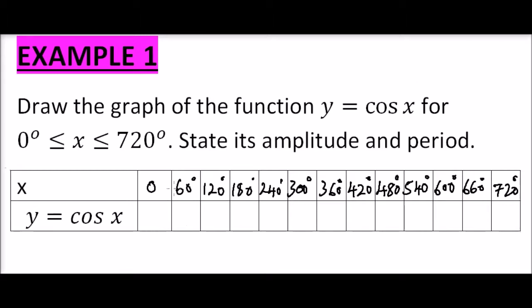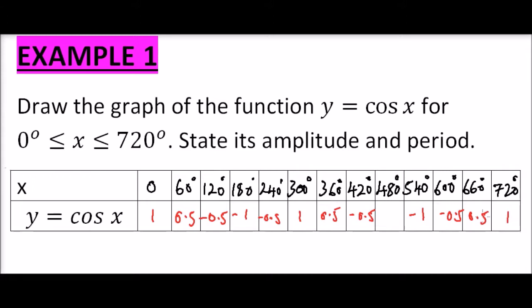The cosine of 0 is 1. The cosine of 60 is 0.5. Cosine of 120 is minus 0.5. Then cosine of 180 is minus 1. We get to 240, which is minus 0.5. Cosine of 360 is 1. Then 420 is 0.5. 480 is minus 0.5. 540 is minus 1. Then we have minus 0.5 for 600, then 660 is 0.5, and 720 is equal to 1.